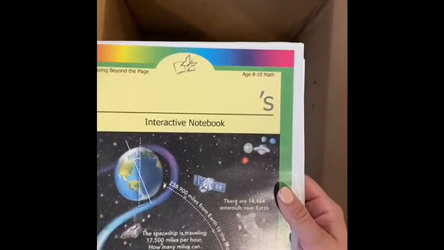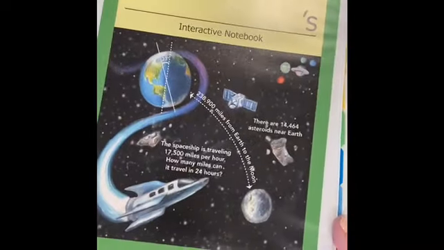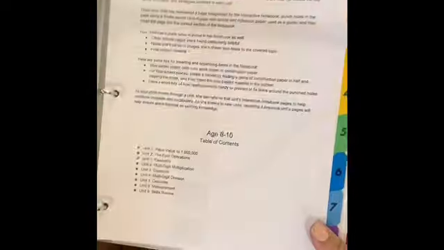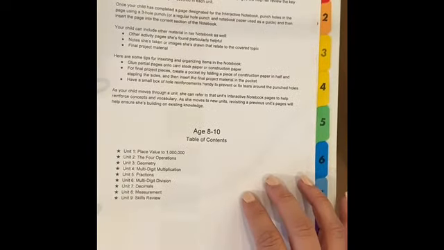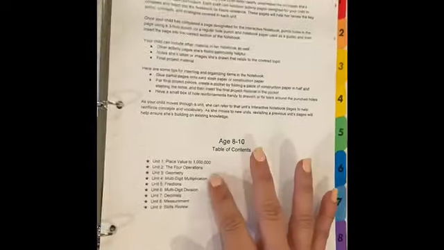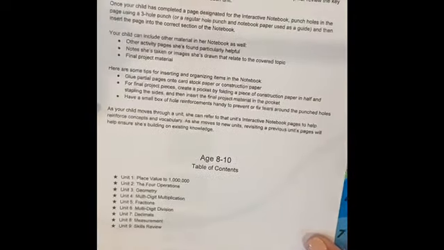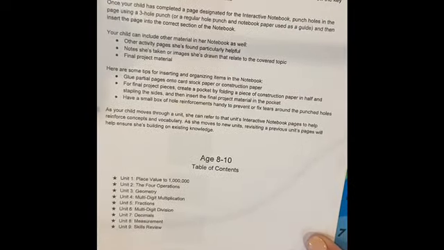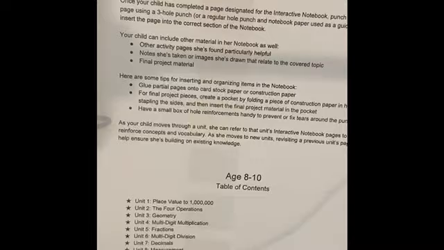So next we have the interactive notebook. It's got something inside, so I'll take that out for a sec. So this is where you put all of your work, completed student work. So once we finish the one for 7 to 9, we'll move on to this, and it has the tabs, and you put it in there. And it says other examples of things that you can put in.